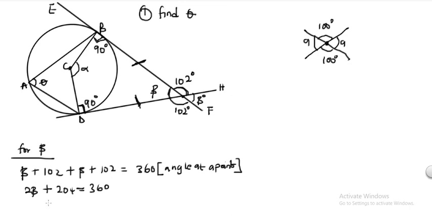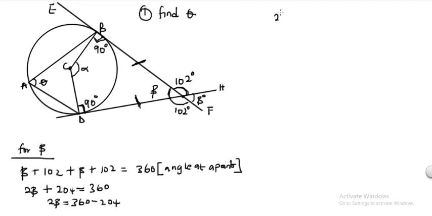So if we move 204 to the other side, we have 2 beta is equal to 360 minus 204. So from here, 2 beta is 156. So to get the value of beta here, I divide both sides by 2. This will be 2 beta divided by 2 is equal to 156 degrees divided by 2. We just cancel this, and beta is 78 degrees. That means beta here is 78 degrees. If beta here is 78 degrees, let me write it here, 78 degrees.